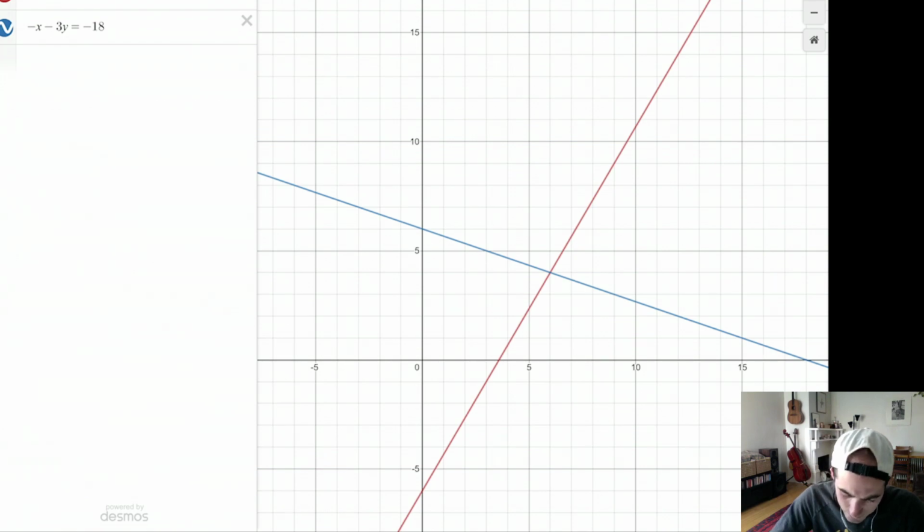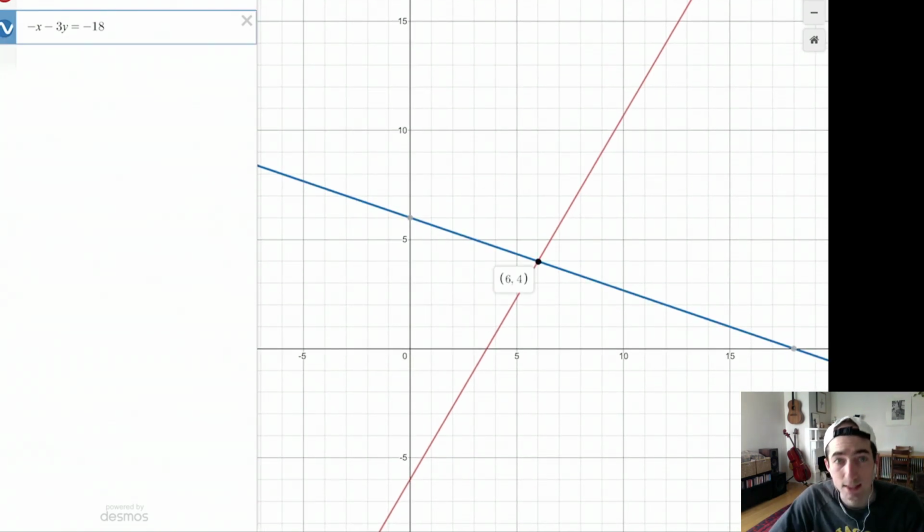And would you look at that? The point of intersection is (6, 4). That's exactly what we got. So it's really important to understand that all of these things are intertwined. It doesn't matter which method you choose, you're going to get the same solution.